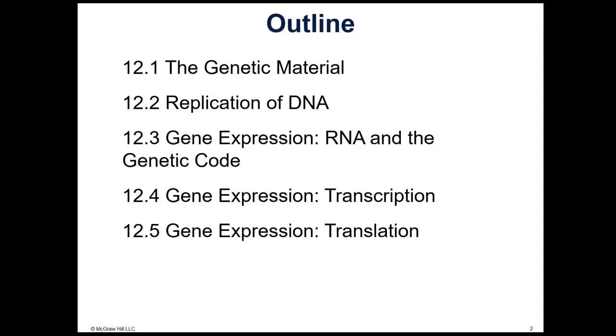There are 5 sections. The genetic material, section 1, is basically about the discovery that DNA is the genetic material. In other words, the discovery that DNA is the molecule that codes for our traits. It's not some other molecule, it's actually DNA. So the experiments that led to that discovery, that's covered in section 12.1.